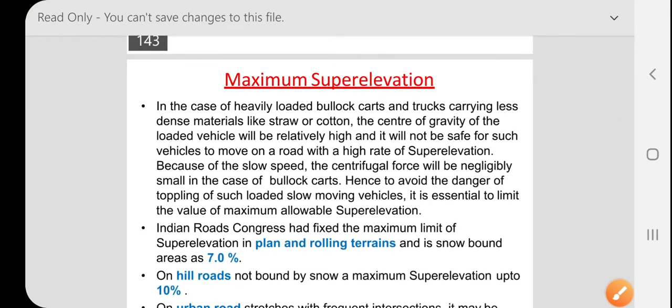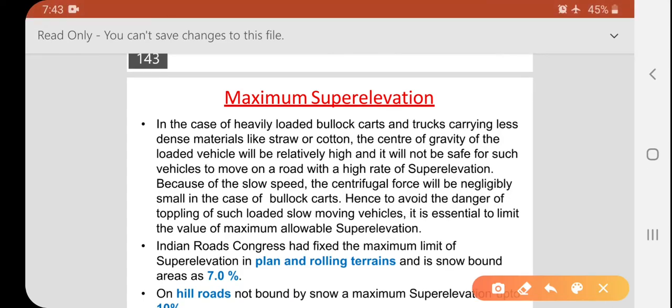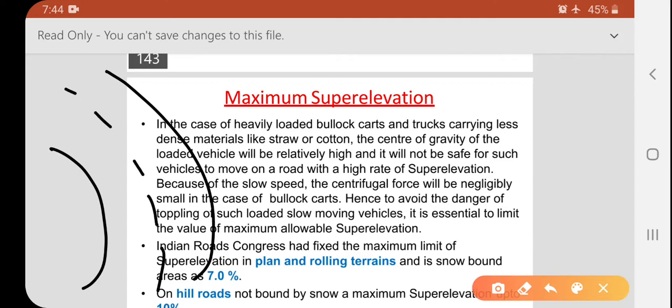Next, what do we mean by maximum superelevation? If we provide more superelevation, it will affect slow moving vehicles, because we have provided a large superelevation. If we are moving in a bullock cart, that may be a problem for the movement of the vehicles. So there is a limitation for providing superelevation.